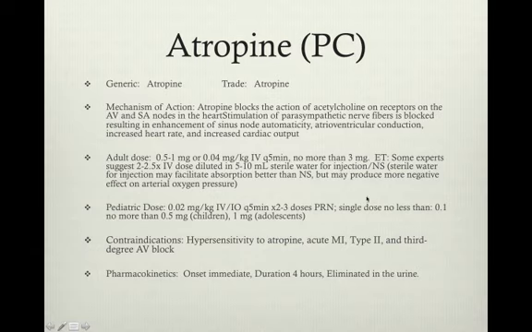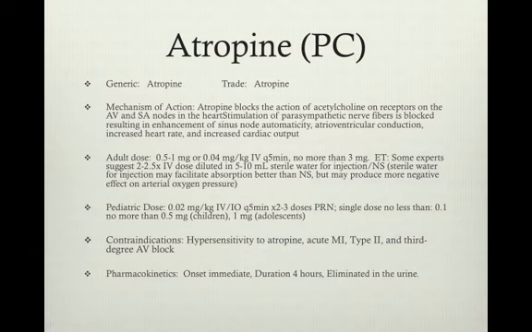Mechanism of action. Atropine blocks the action of acetylcholine on receptors on the AV and SA nodes in the heart. Stimulation of the parasympathetic nerve fibers is blocked, resulting in enhancement of sinus node automaticity, atrioventricular conduction, an increased heart rate, and an increased cardiac output. Very simply, I give them atropine. The indications for this is for bradycardia.